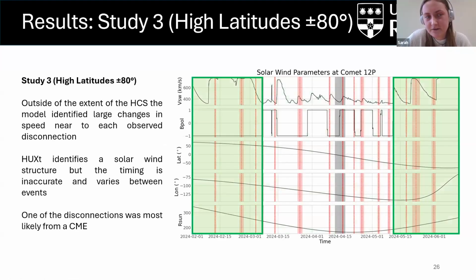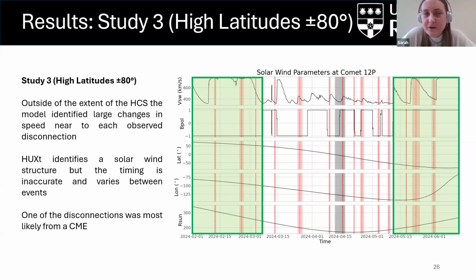So finally, we looked at the region outside of the current sheet. This meant that we could then rule out the current sheet as a cause for these disconnection events, because we know that there were no magnetic field polarity changes. So in this region, we identified 6 disconnection events. 5 of these appear to occur near a drastic change in solar wind speed, most likely from a coronal hole or something.